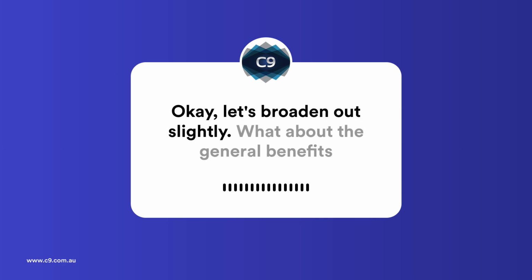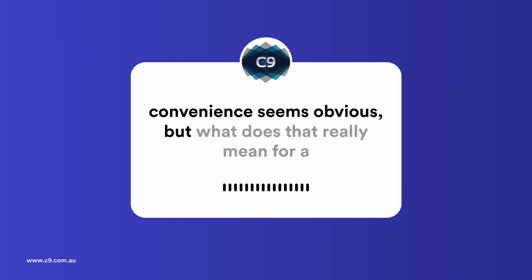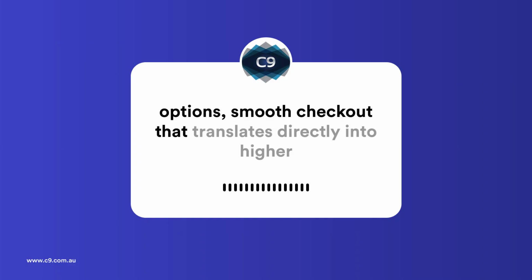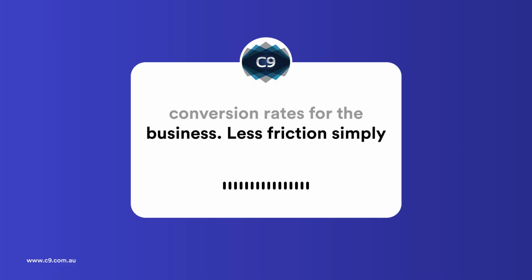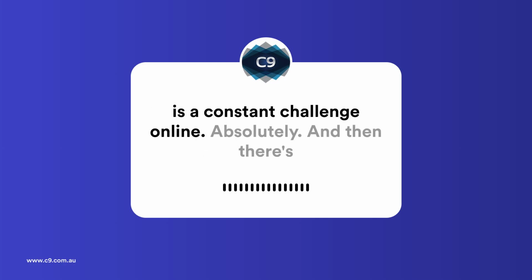Okay, let's broaden out slightly. What about the general benefits of using Stripe itself, even before we talk C9 customization? Convenience seems obvious, but what does that really mean for a business? Well, convenience for the customer, multiple easy options, smooth checkout, translates directly into higher conversion rates for the business. Right. Less friction simply means more completed sales. It sounds basic, but optimizing that is a constant challenge online.